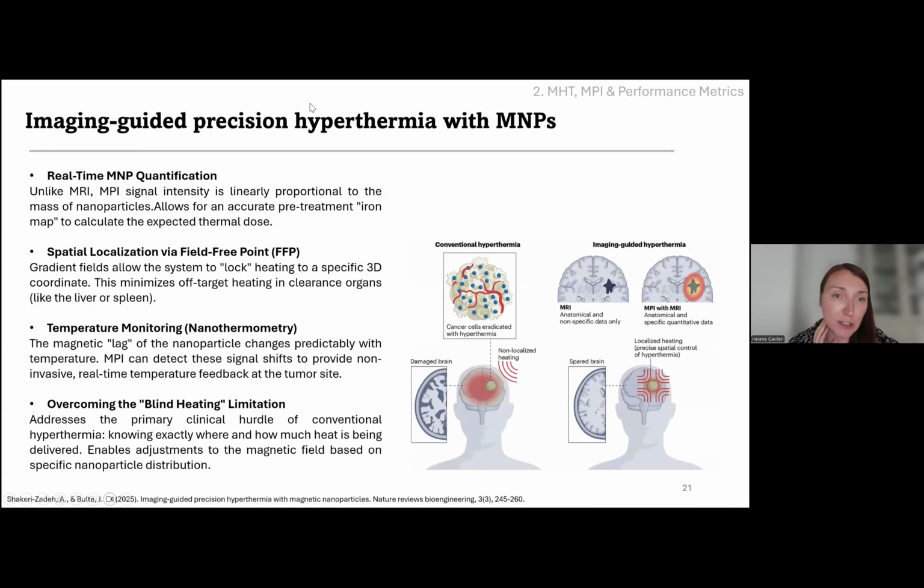Just to finish with this introduction, there's a clear benefit when combining hyperthermia with MPI because of the real-time magnetic nanoparticle quantification, the spatial location, temperature monitoring, and in order to overcome the blind heating limitation, because MPI enables the adjustment of the magnetic field based on the specific nanoparticle distribution.